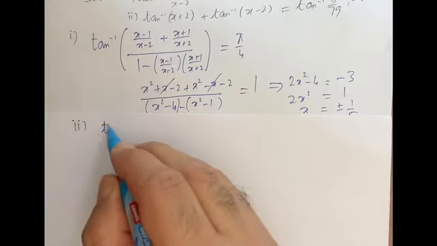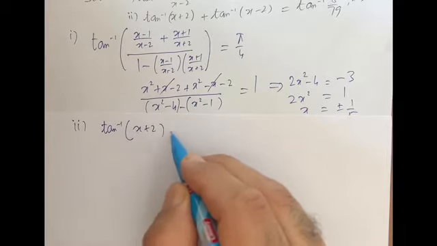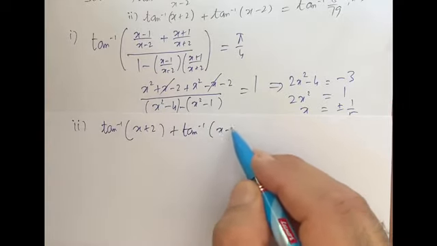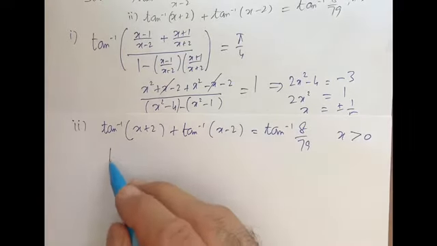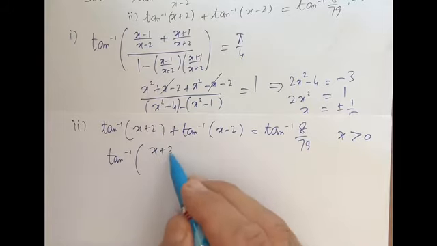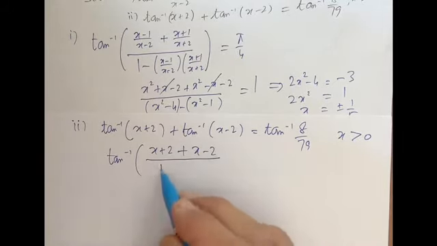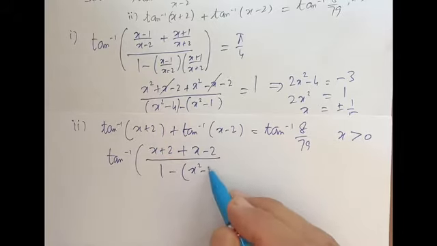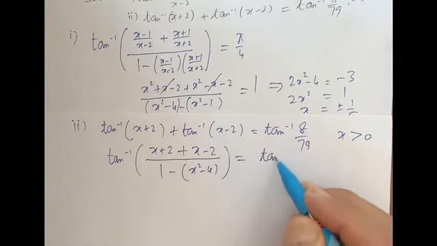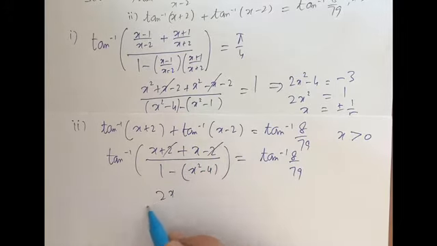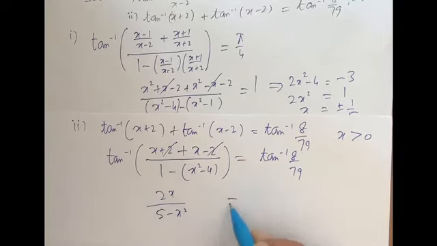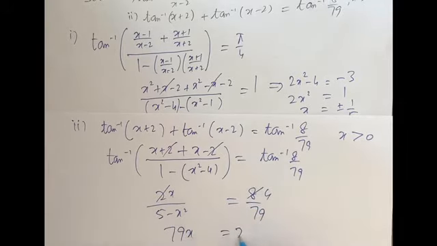This is the value of the second part. We have tan inverse of x plus 2 plus tan inverse of x minus 2 equals tan inverse of 8 by 79, and x is positive. This is tan inverse of (x plus 2 plus x minus 2) upon (1 minus product of these), which is x square minus 4. This is tan inverse of 8 by 79. 2x upon 5 minus x square is 8 by 79. So 79x is equal to 20 minus 4x square.